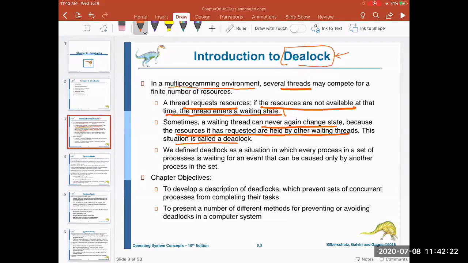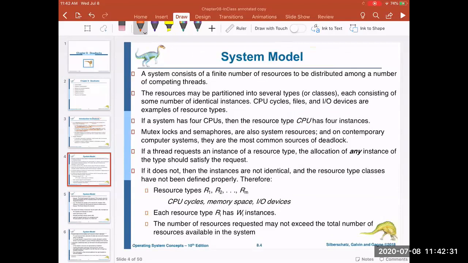So we define deadlock as a situation where every process is waiting for an event to happen. Before we go deeper into deadlock and the algorithms, we first need to look at how the structure of the system is laid out. That is called the system model. In a system, there are a finite number of resources, distributed and shared among the competing threads. It may be your CPU cycles, your files, your IO devices, and moreover your mutex locks.